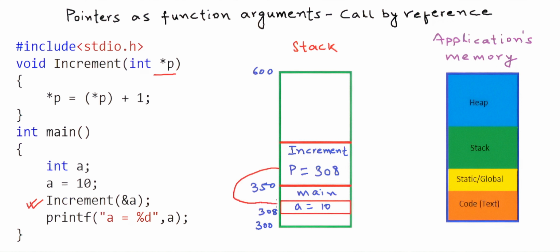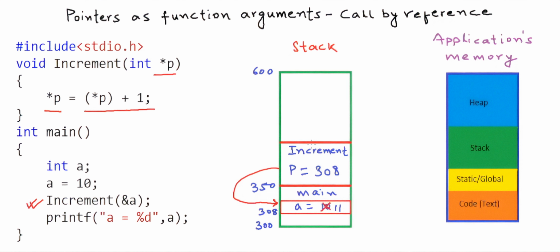So p is pointing to A. Now in this statement here, when we say asterisk p, we dereference this address. So we are saying here that asterisk p is the value at address stored in p. So we say that increment the value stored at address p by 1. The value stored at address 308 gets incremented by 1. So A is now 11.